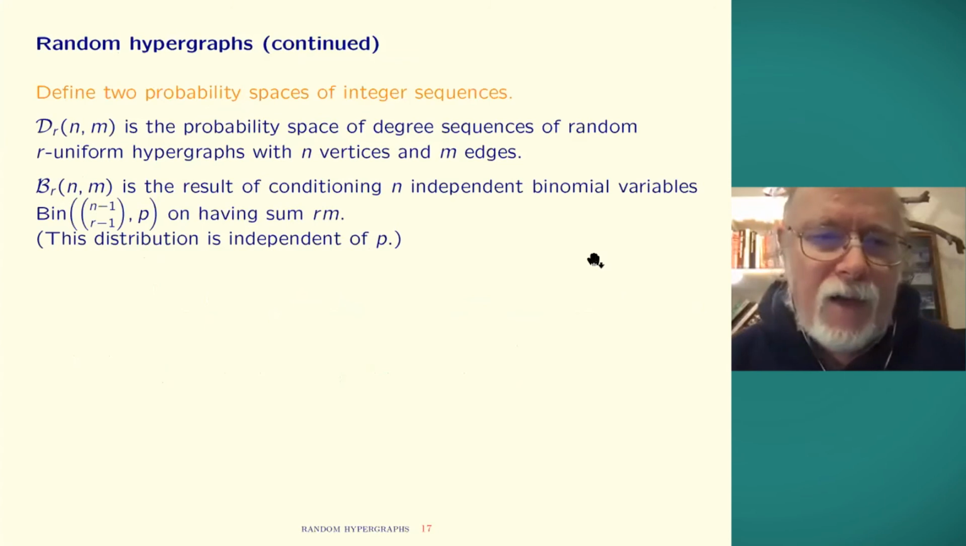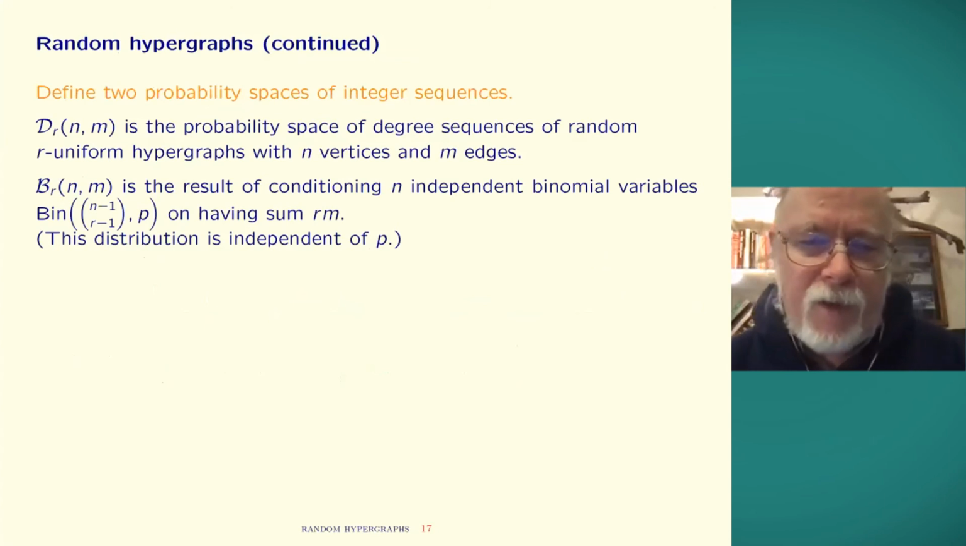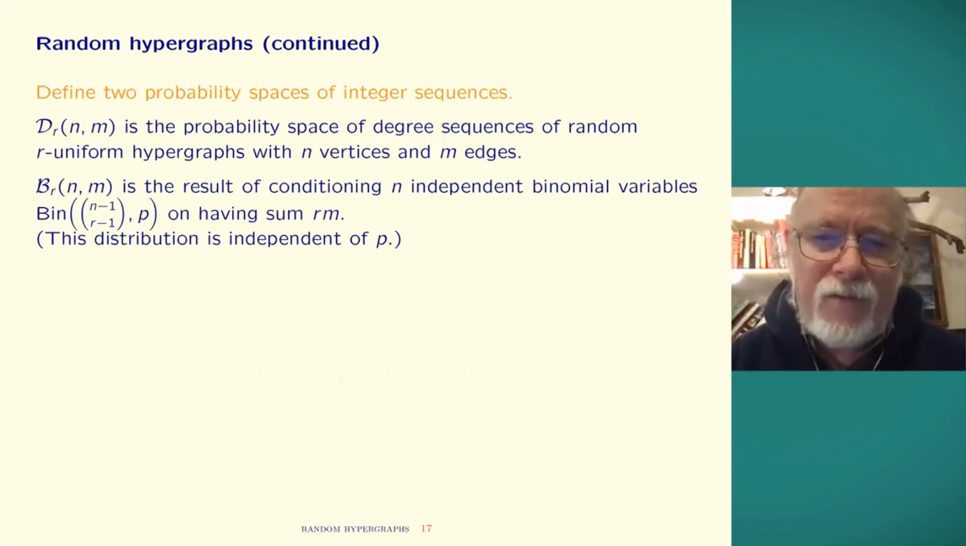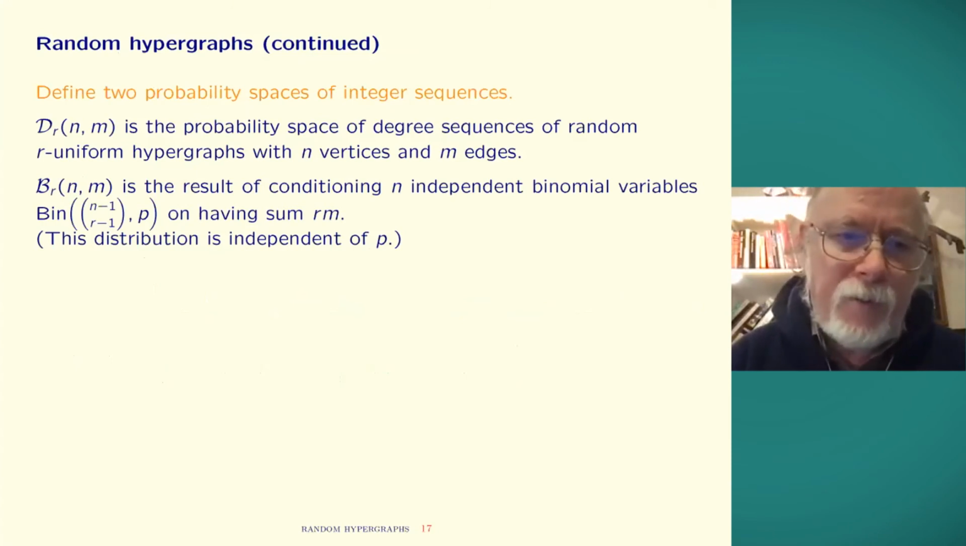Firstly, D sub R of n and m is the probability space of degree sequences of random R-uniform hypergraphs with n vertices and m edges. That's what we want to find.